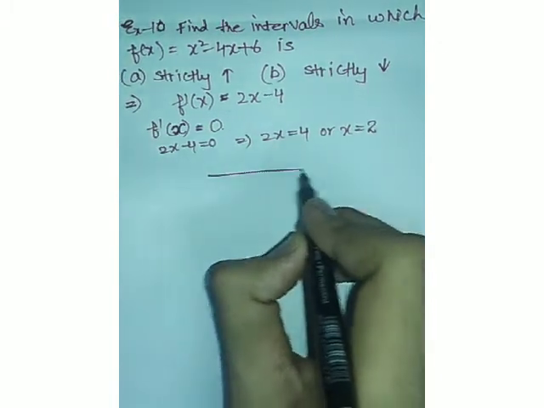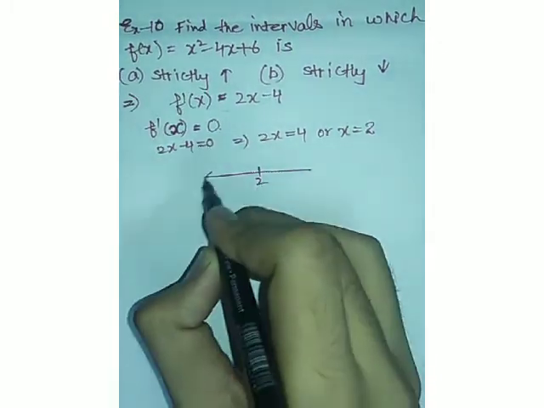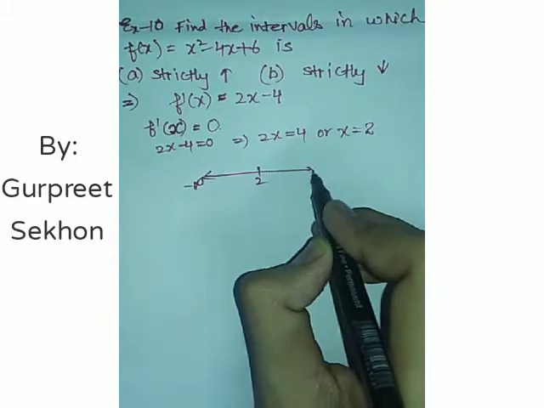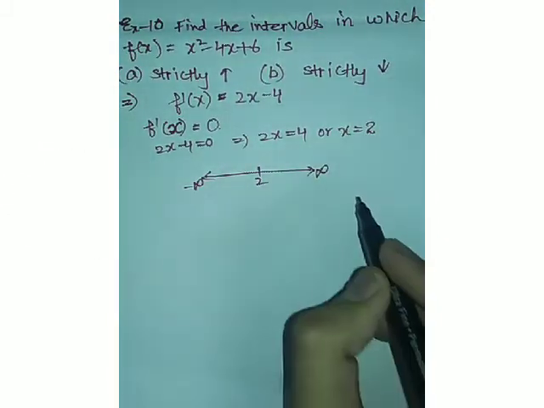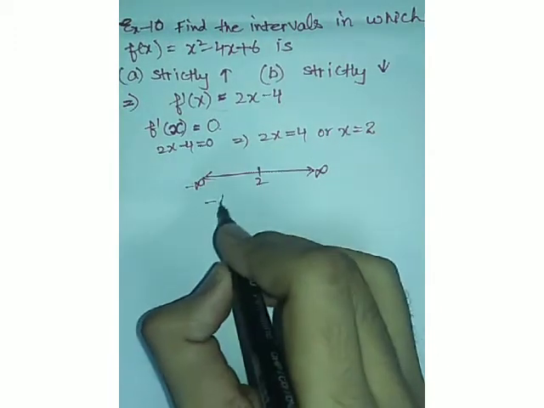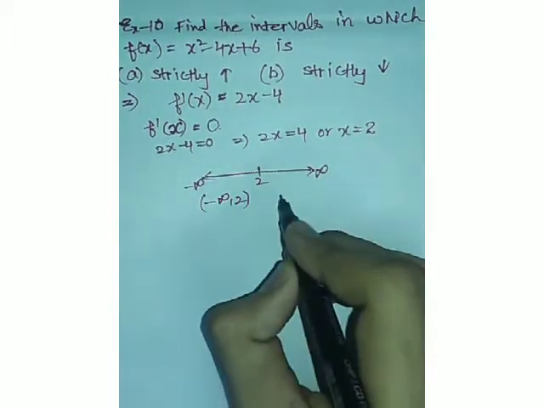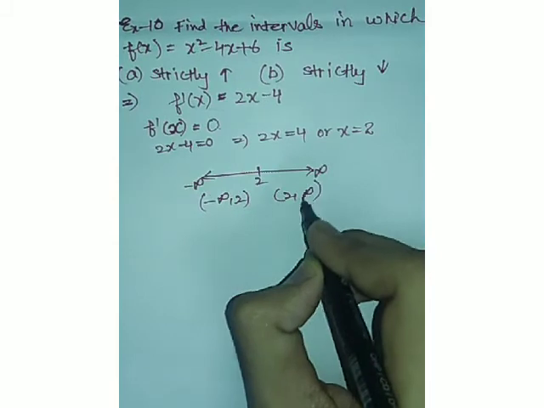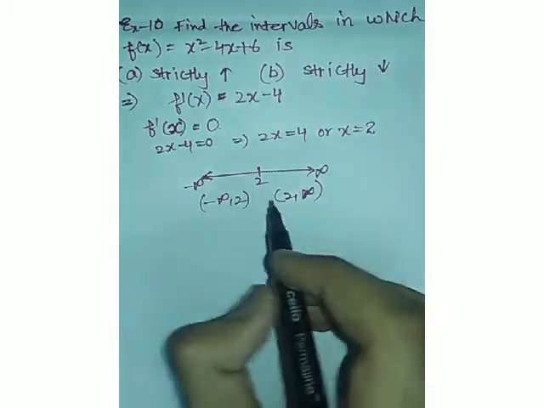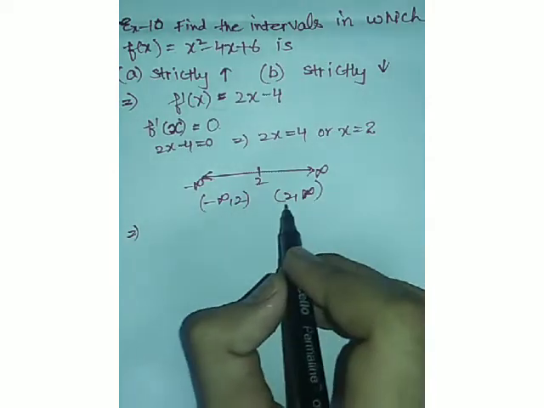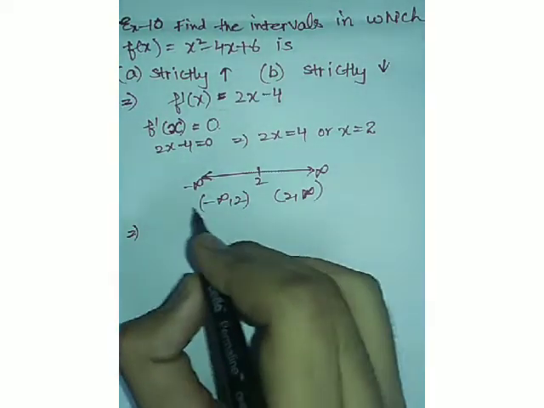Now plot this value of x on the number line. You will get something like this: minus infinity, 2 and infinity. As is clear in front of you, there are two intervals: (−∞, 2) and (2, ∞). Now we have found the intervals, but it's still uncertain in which interval the function is increasing and in which interval the function is decreasing.